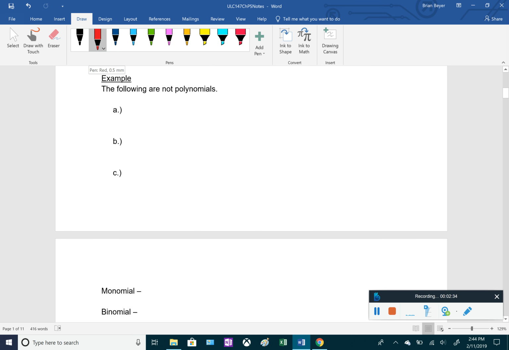So for some things that are not polynomials, that would be something like 3 radical x plus x squared minus 2. This could also be rewritten as 3x to the 1/2 plus x squared minus 2, because we know the radical, the square root sign, is a 1/2 exponent. So 1/2 here is not a positive whole number, so this is not a polynomial.